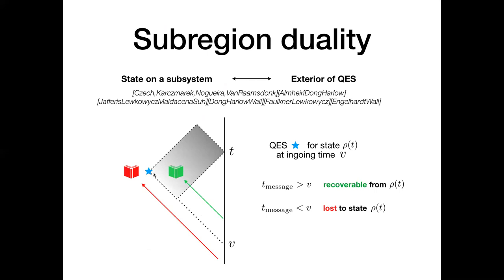And the important time here is this V, which would be the ingoing time of this quantum extremal surface. So it's just you take the quantum extremal surface and you follow a null geodesic back, and if the message is thrown in before this time V, then I can't recover it at time t. But if it's thrown in afterwards, then I can recover it.